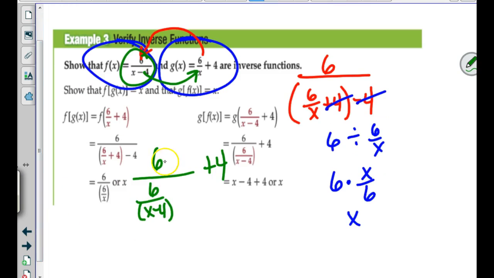I know y'all want to cry right now. I would have 6 divided by this, which means multiplied by the reciprocal. What happens? 6's cancel, and what's x minus 4 plus 4? Okay, that would be the one I didn't put on the quiz, okay?